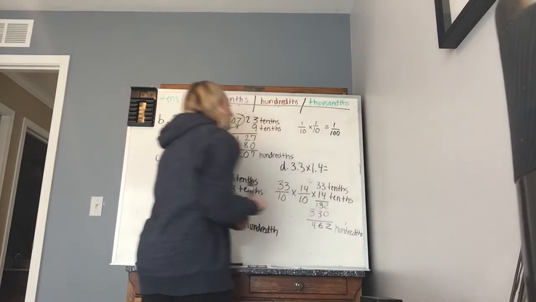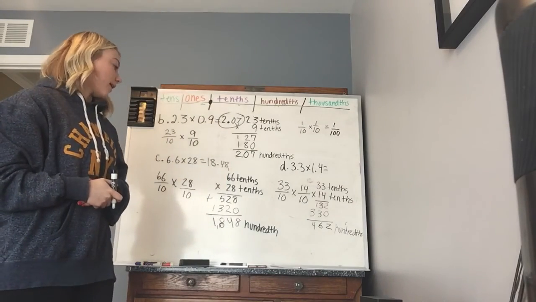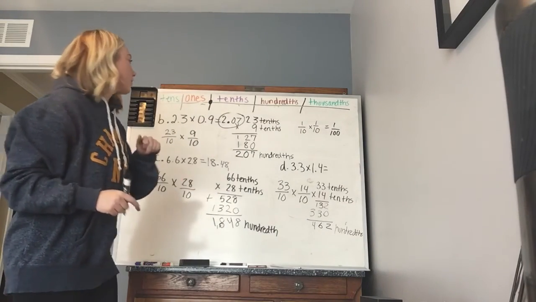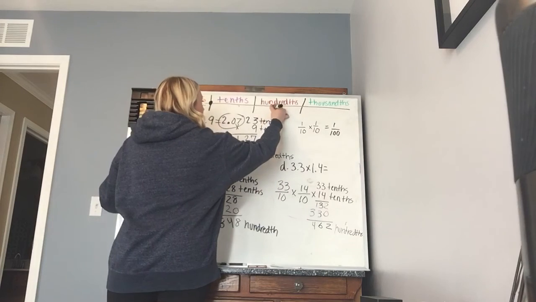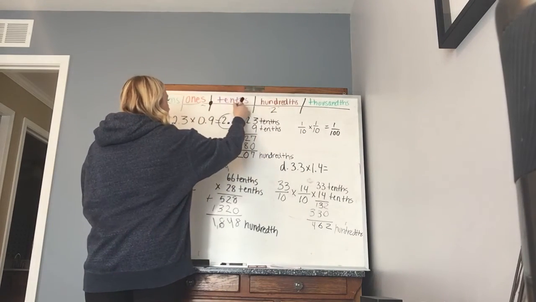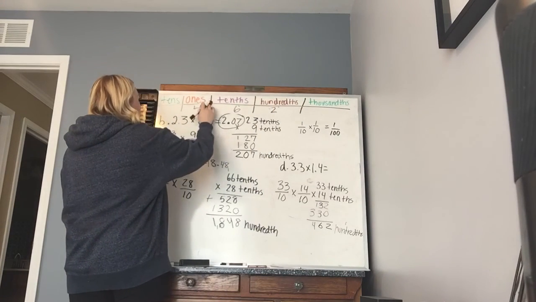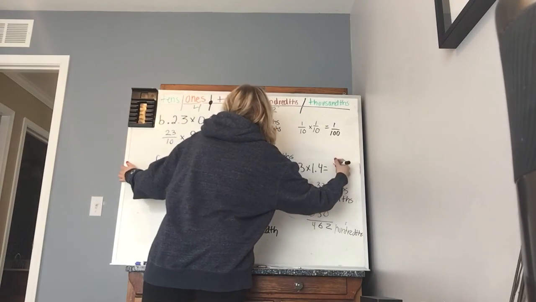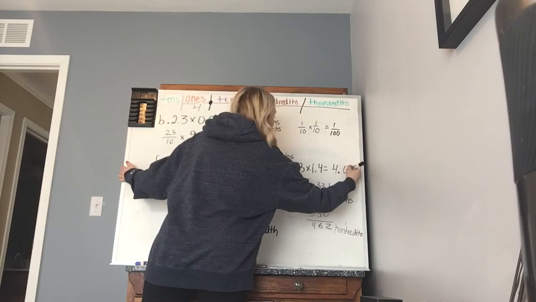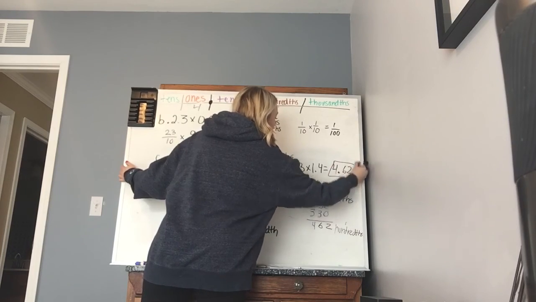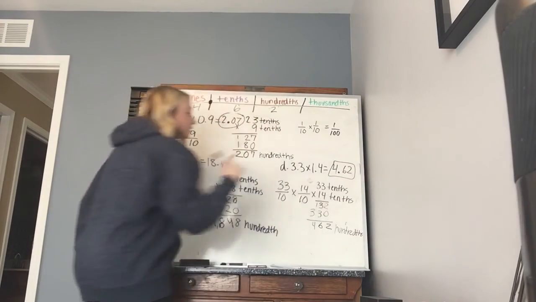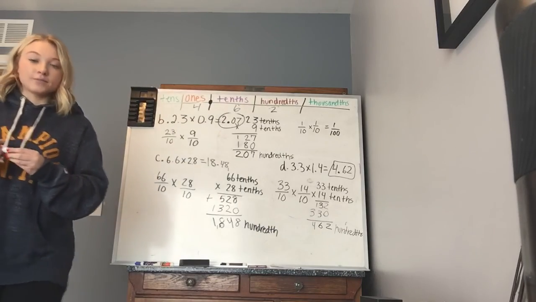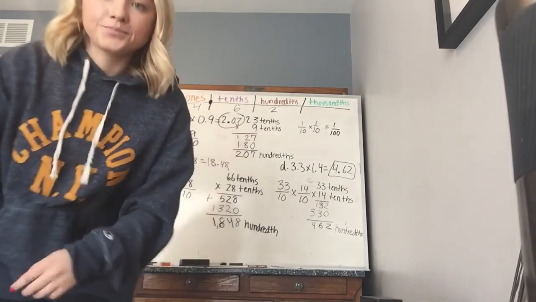Because we're still multiplying two tenths together. So hundredths, I'm going to find my hundredths. I'm going to say 2, 6, and then in the ones place is 4. So I can go back up here in my answer and put 4.62 or 462 hundredths. Okay? Not that hard.